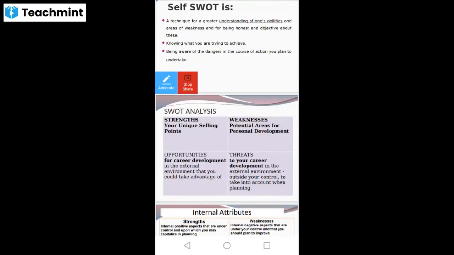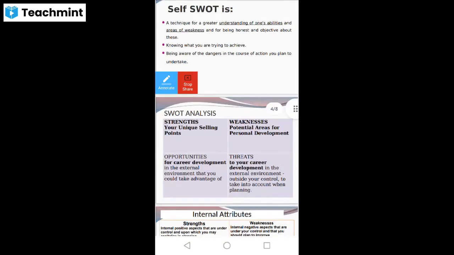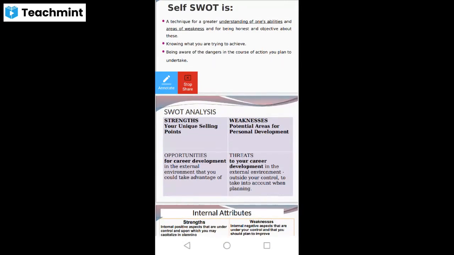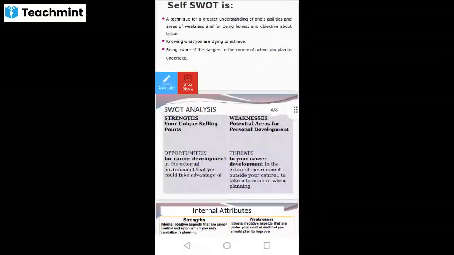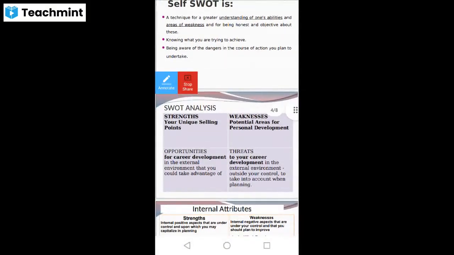Now look at this SWOT analysis. Strengths are unique selling points. Take for example, you want to sell one product. Suppose you want to sell, nothing but yourself. You have good listening skills, for example, or good writing skills. You have to analyze yourself. It is your unique selling point.